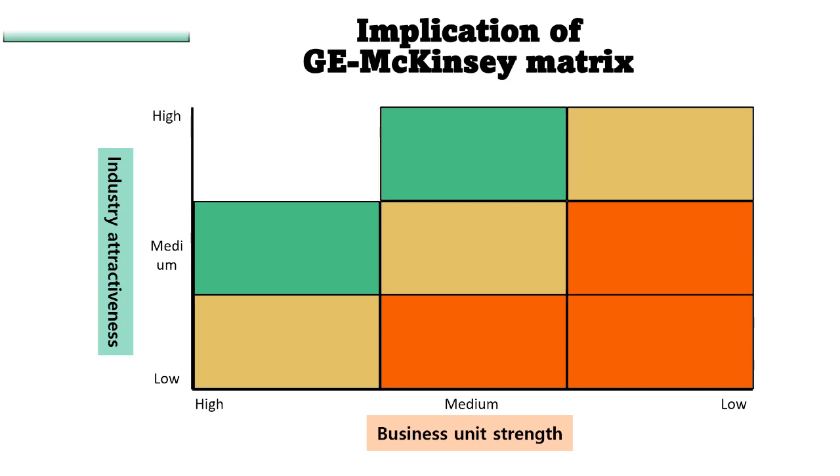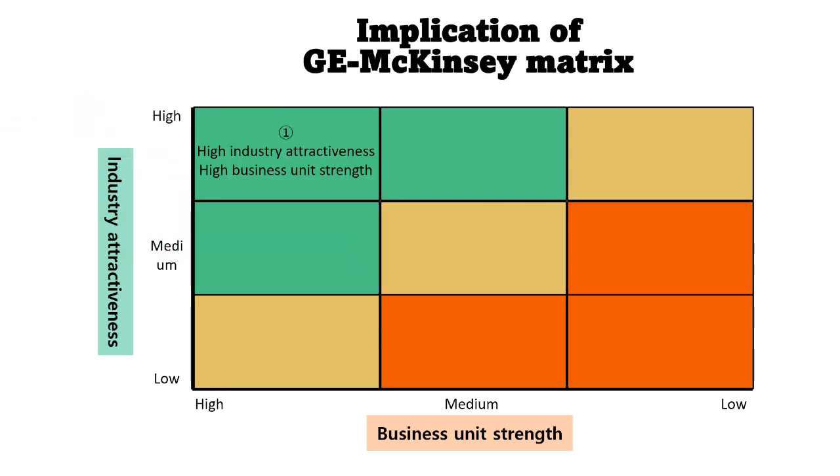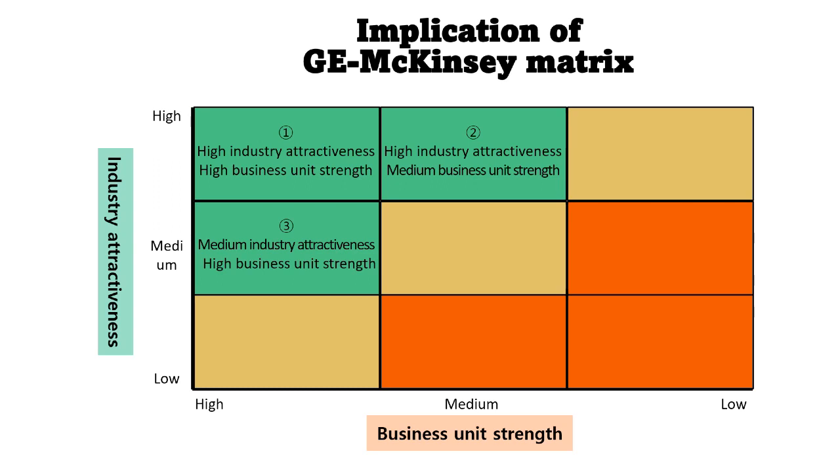As seen in the diagram, the green sector represents high industry attractiveness and strong business unit strength. Zone 1 represents an area with high industry attractiveness and strong business unit strength. Zone 2 represents an area with high industry attractiveness but medium business unit strength. And Zone 3 represents an area with medium industry attractiveness but strong business unit strength. Therefore, the green sector can be considered as a sector requiring invest and grow strategies.